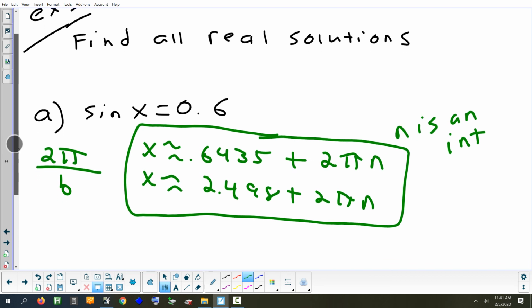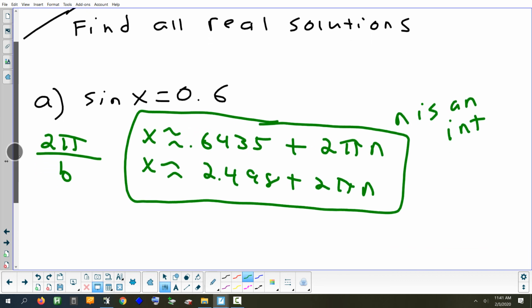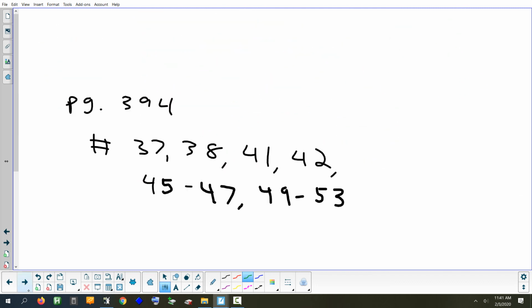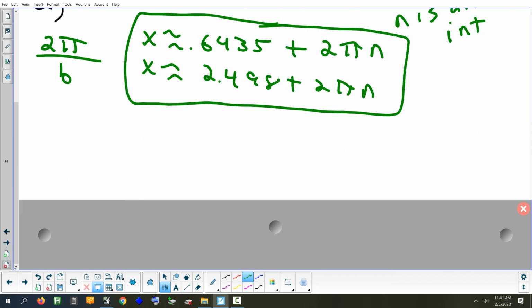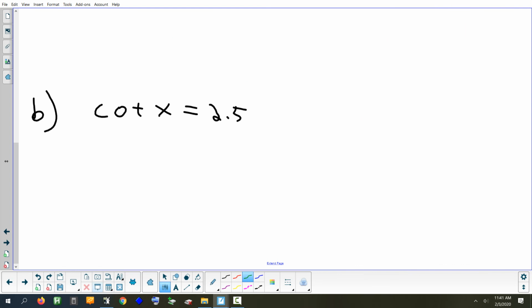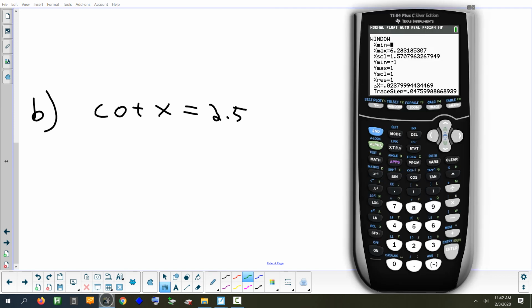Questions on 3A? Let's finish up, I think this is the last one, with 3D. Cotangent x equals 2.5. So it's the same idea. You've got to put y1 and y2. But I don't have a COT button. So how do I type cotangent into y1?